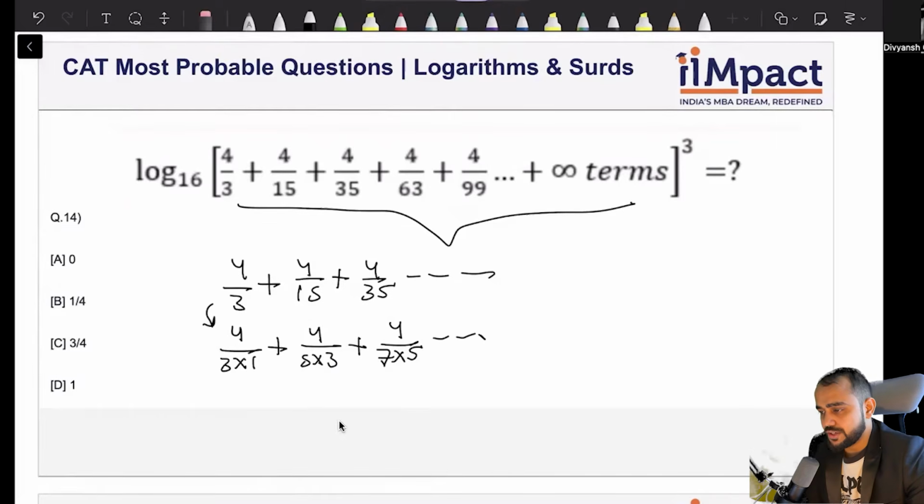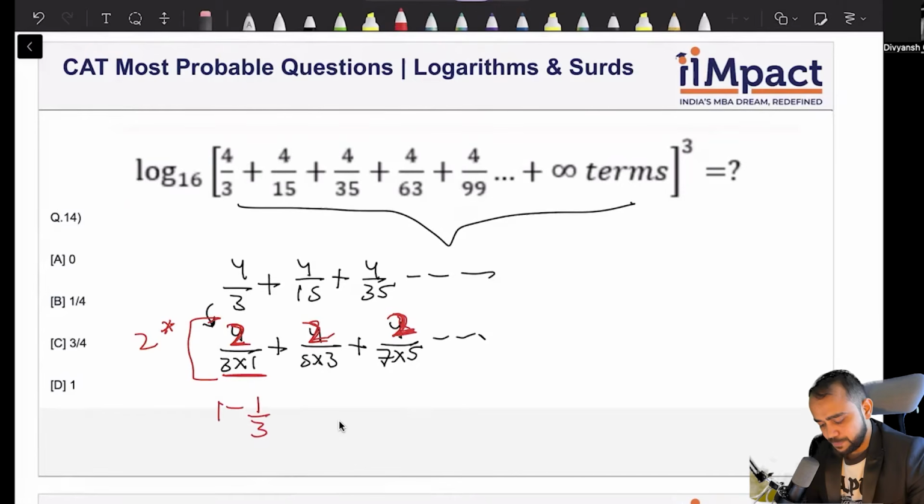Now I get the inspiration that the differences of the two factors that I am writing in the denominator is constant, equal to 2. So let me modify my numerator as 2, 2, 2. And because it was initially 4, I will put a 2 outside. So this is what I have to work with. Now this one I can write as 1 minus 1 by 3. The second one I can write as 1 by 3 minus 1 by 5. The third one I can write as 1 by 5 minus 1 by 7.